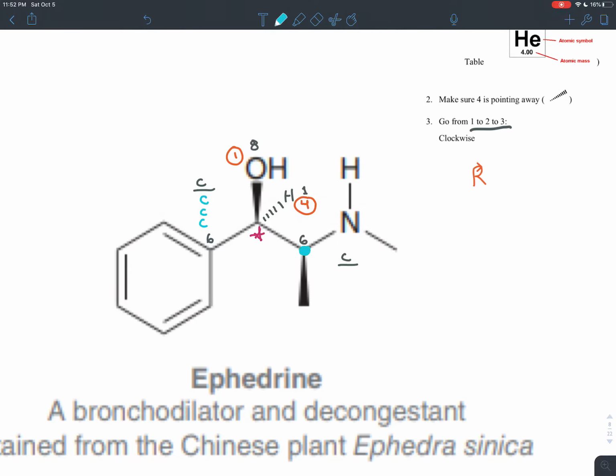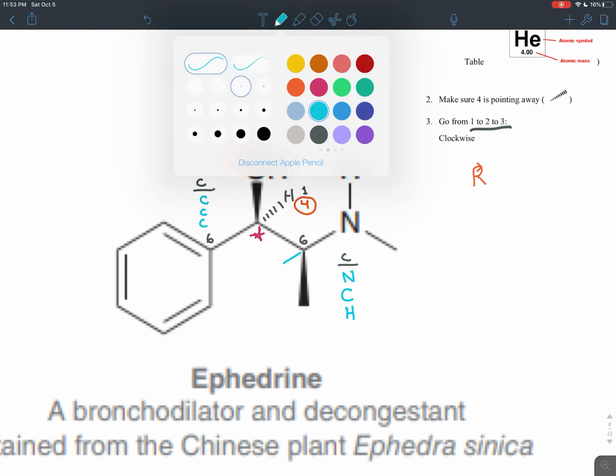If I look at the carbon on the right, this is bonded going away from the chiral center. It's bonded to a nitrogen, a carbon, and an invisible implied hydrogen. I'm going to put those in order of descending atomic number. Nitrogen has the highest atomic number, 7, then carbon, which has the next highest atomic number, 6, and then hydrogen, which has the lowest atomic number, 1.